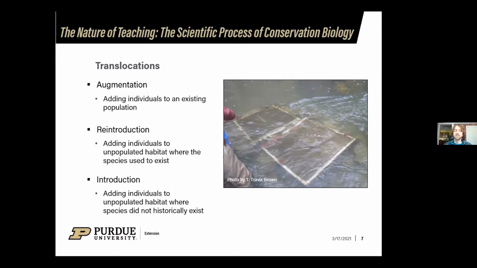And then finally, you have introductions, which are adding individuals to unpopulated habitat where the species never existed. This final category it's a little less common, and it is a little more controversial because there are some issues with adding species in places where they've never been. But this is usually viewed as a last resort if all previous historic habitat has been destroyed for a species and you're still trying to save the species, and you can look at hopefully nearby habitat they just never made it to.